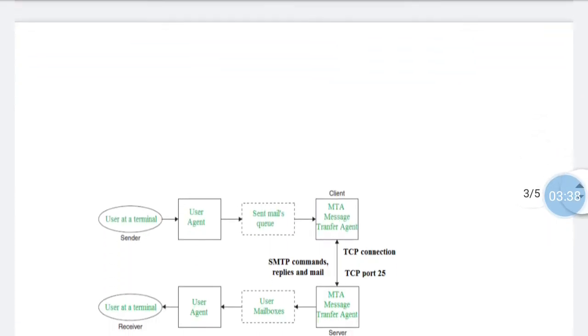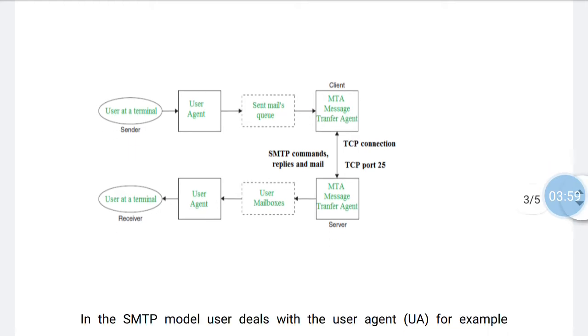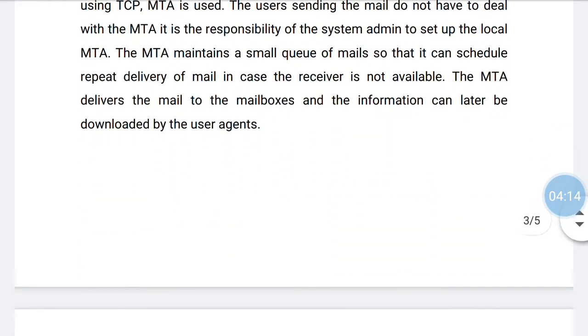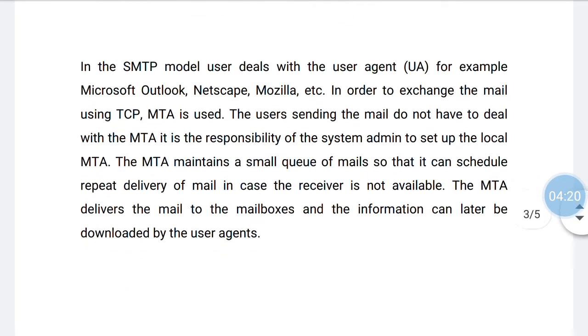Now we have the model of the SMTP system. We have a sender and a receiver. The sender is at a terminal and the receiver is also at a terminal position. The sender sends the mail by user agent, and at the client side, the message transfer agent sends it to the server MTA and back to the user agent at the receiver side. So this is the working and mechanism of the SMTP protocol.